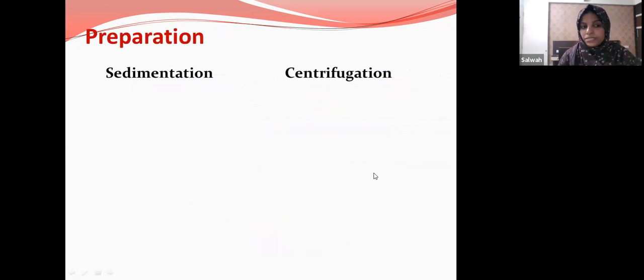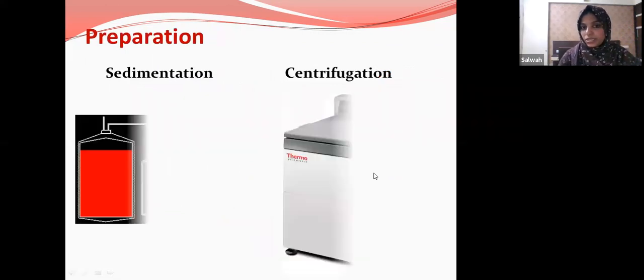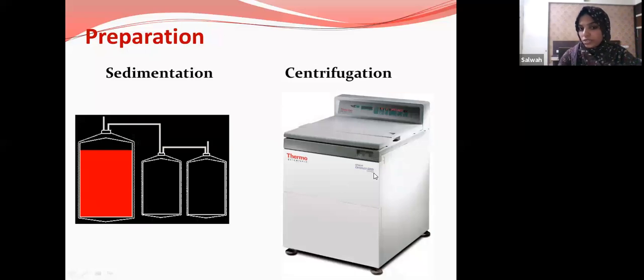Now these components are separated using 2 methods, either sedimentation or centrifugation. We are using centrifugation, that is cryofuge. It's using a machine called cryofuge. It's a bigger centrifuge in which blood can be centrifuged at different specific gravity for a fixed time. So we can set a timer and we can program this.